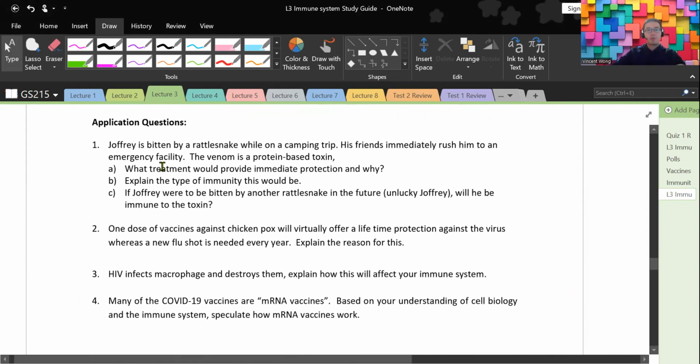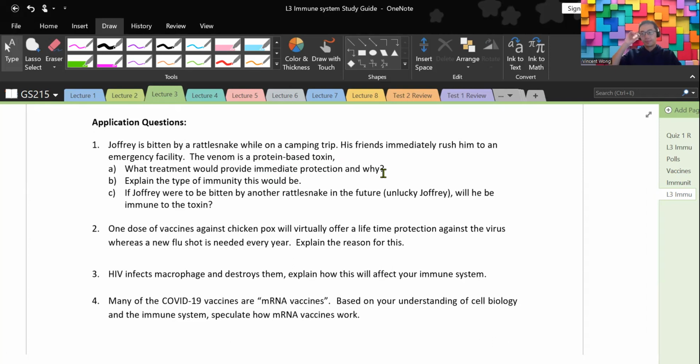Joffrey is bitten by a rattlesnake while on a camping trip. His friends immediately rush him to an emergency facility. The venom is a protein-based toxin. What treatment would provide immediate protection, and why? So what should we give Joffrey here? A serum. A serum, that's right. So like an antitoxin, right?